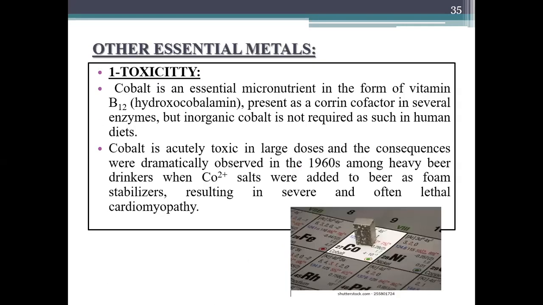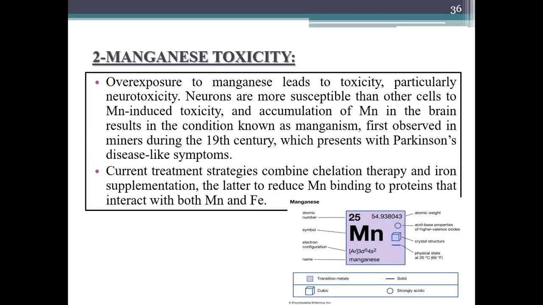Other essential metals. Toxicity of cobalt. Cobalt is an essential micronutrient in the form of vitamin B12, present as a corrin cofactor in several enzymes, but inorganic cobalt is not required as such in the human diet. Cobalt is acutely toxic in large doses, and consequences were dramatically observed in the 1960s among heavy beer drinkers when cobalt salts were added to beer as foam stabilizers, resulting in severe and often lethal cardiomyopathy.